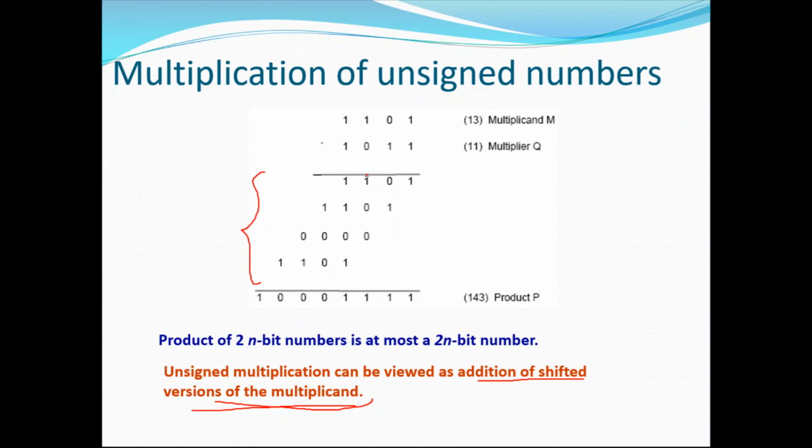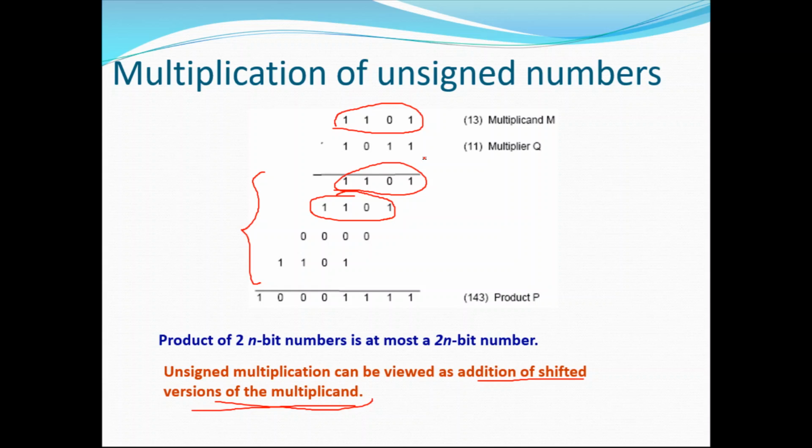If you see here, this is 1101, the same as the multiplicand. The first time we kept 1101 as it is. The second time it is shifted to the left by 1. The third time, that is based on the input, that is based on the multiplier.